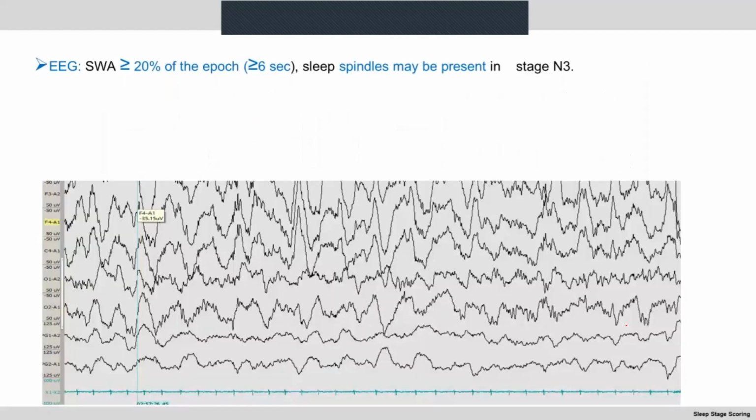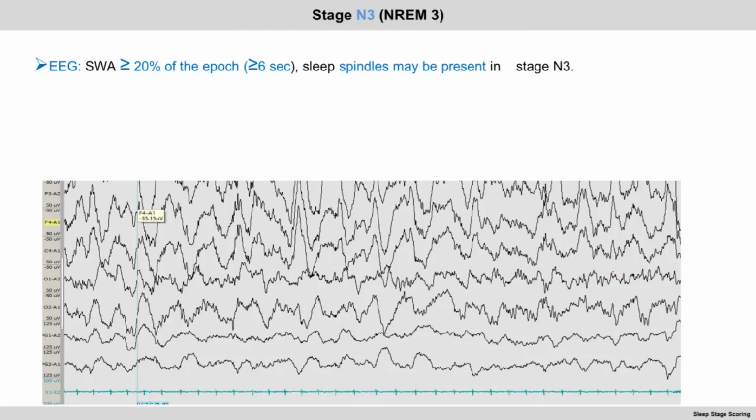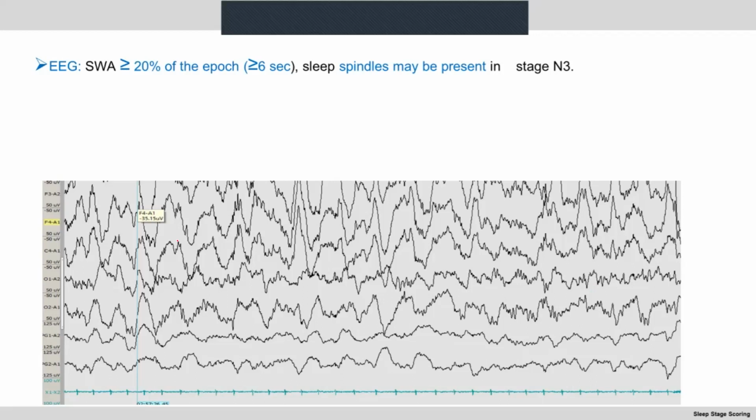Now we'll discuss stage N3. This is the simplest, you can identify it easily. As I told you, slow wave activity is 0.5 to 2 hertz. This activity is called slow wave activity. See, this part is only 1 second. This is a 30-second epoch: 1 second, 2, 3, 4, 5, 6, and so on until 30 comes.